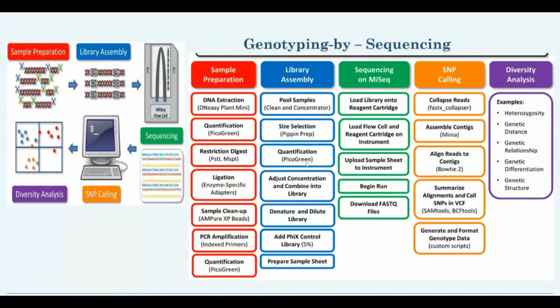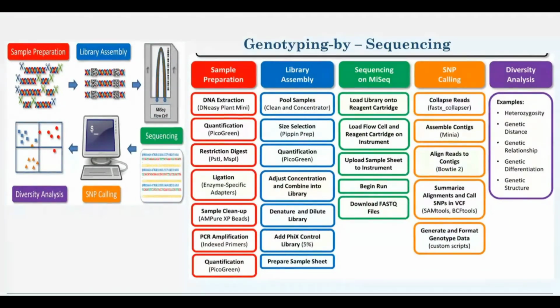Then obviously here you can see the few important steps: sample preparation, then library assembly, meaning pooling samples, size selection, quantification, then adjustment of the concentration, then sequencing, then SNP calling, and finding what all these things are for. If you would like to work on the analysis of diversity, then this GBS is most important, and it will give you an idea about the heterozygosity, genetic distance, genetic relationship, genetic differentiation, and genetic structure.